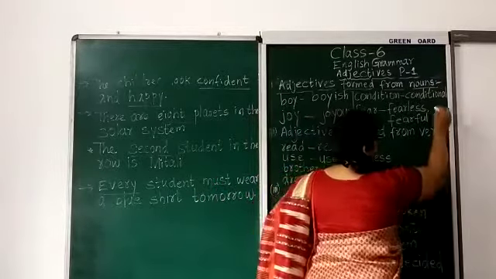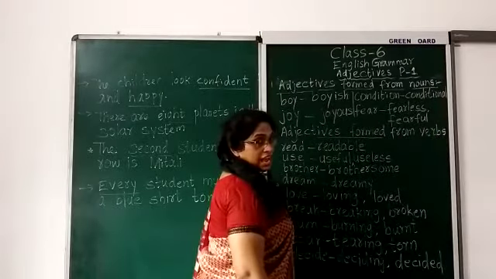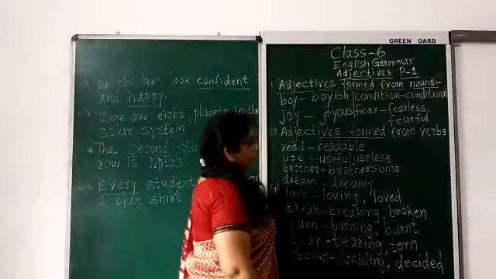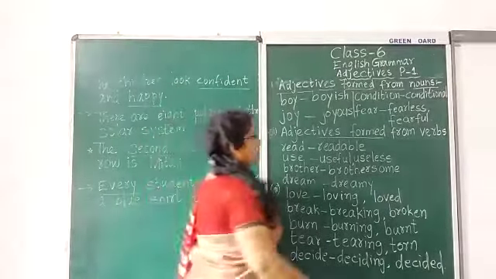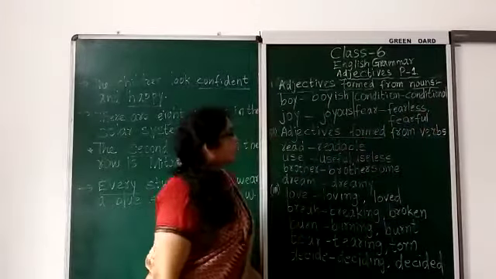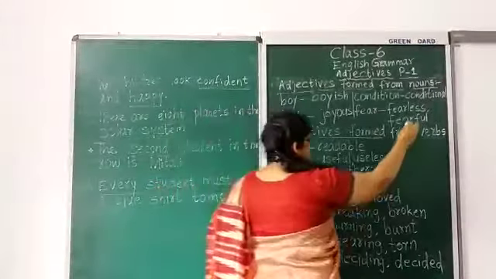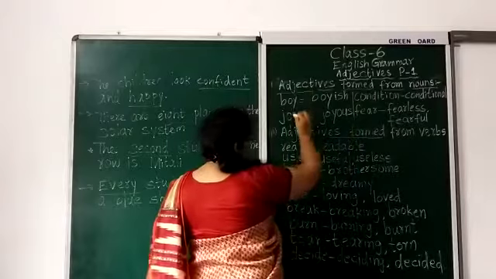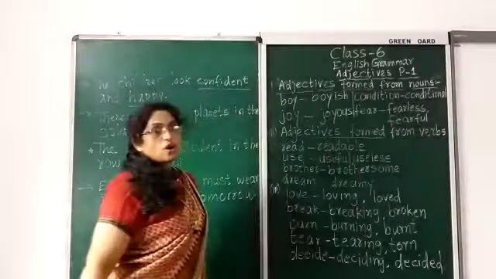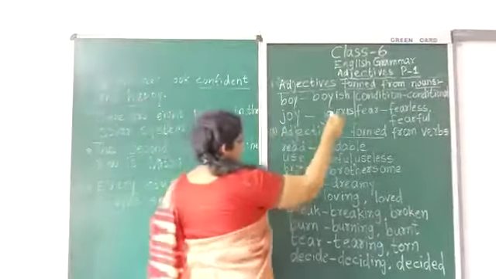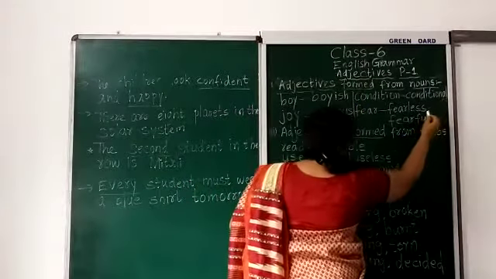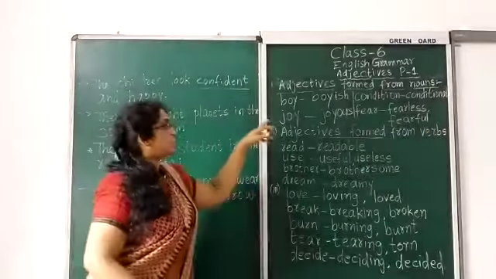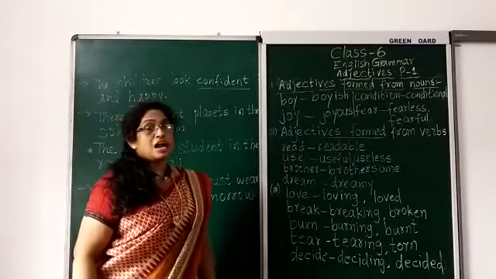Condition, conditional. Here, al is added. After that, conditional is the adjective. Fear, fearless. Less and ful also we can write. Fearless or fearful. These are the adjectives. That means boy, joy, condition, fear, these all are the nouns. If you add ish, ous, al, less, ful, these suffixes to these nouns, then they become adjectives.